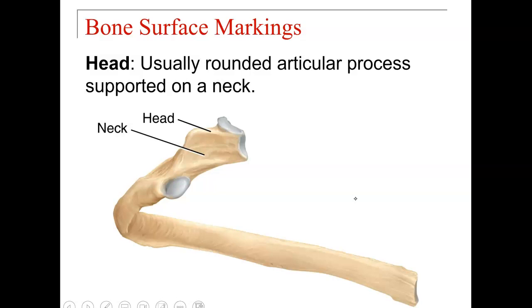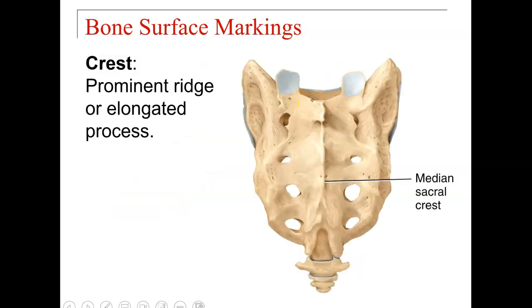Another marking is going to be referred to as a head. It's usually a rounded articular process that's going to be supported on a neck. Now this is going to be a rib, and you see the head towards the surface, and then the neck is going to be the supporting process. And then we come to our crest. Crests are going to be prominent ridges or elongated processes. And so here you see the median crest on the sacrum. And so that goes down the center of that sacrum.